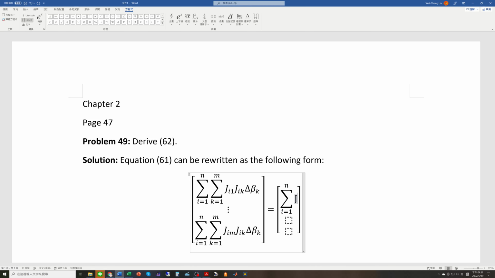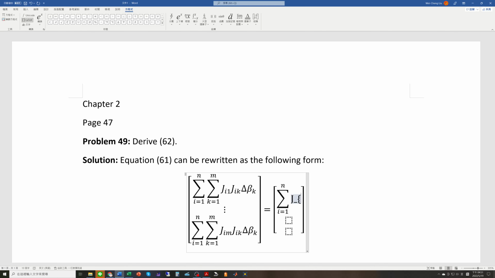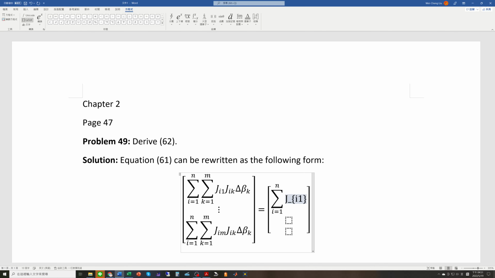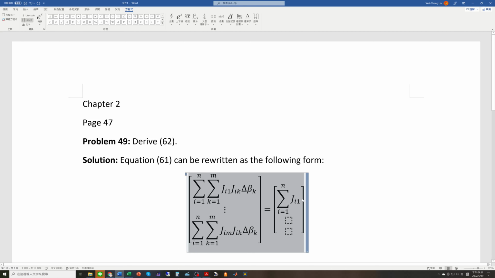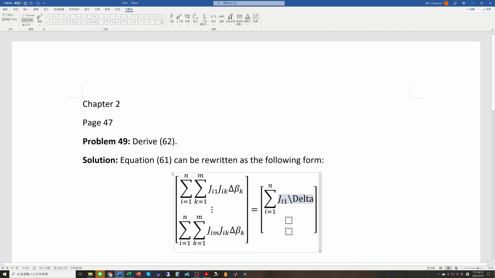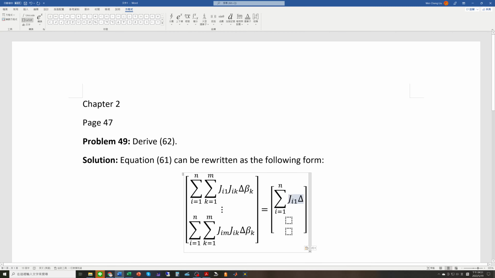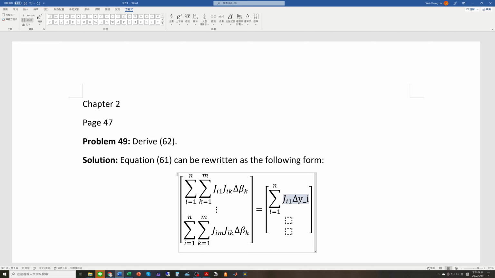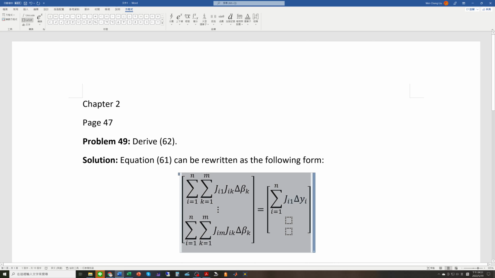Okay, and capital Ji1 and delta, so I can copy this and paste here. Okay, delta yi. Okay, good. So next is the vertical dots.